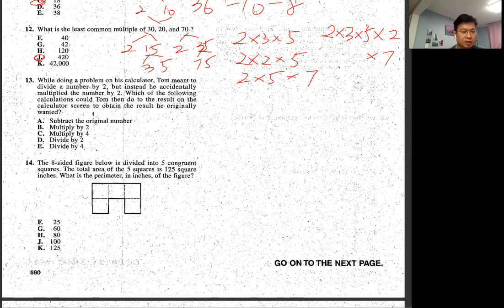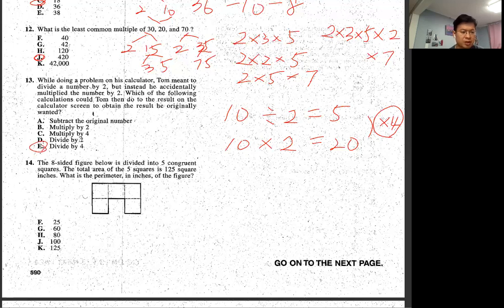A calculator: Tom meant to divide a number by 2, but instead accidentally multiplied by 2. Which of the following calculations could Tom then do? So think about it. Like you have 10, and you're supposed to divide by 2, then it's supposed to be 5, but somehow you multiplied by 2 and got 20. So it's like a 4 times difference. Then what you have to do is divide by 4 to make it up, right? Going this direction.